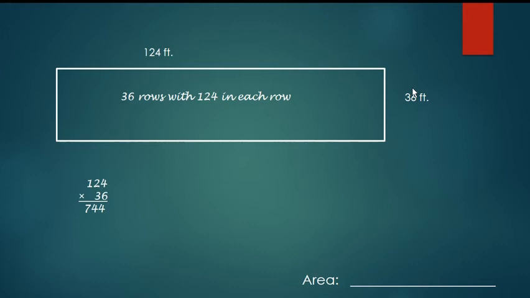And 30 times 124 is 3,720. When I combine those, I get 4,464. It's not just feet. Remember, this is area, and we're talking 2 directions because we're measuring all the space on the inside of a 2-dimensional shape. So it's square feet. And this is a different way to show it. I wrote out the word square in front of feet.